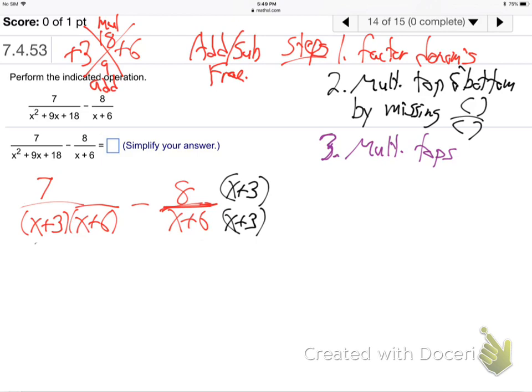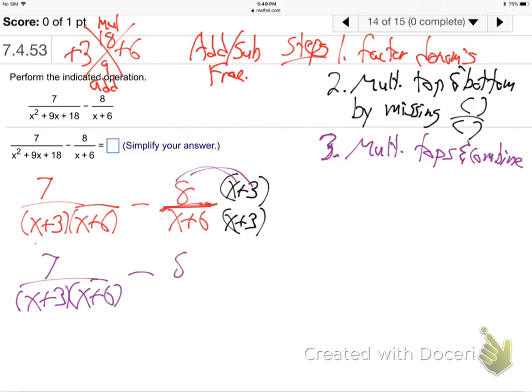Multiply tops and combine. So if I multiply the tops, that means these two. So 7 over x plus 3, x plus 6, minus, watch out for that minus sign, it's going to be an issue in a minute, 8x plus 24 over x plus 6, x plus 3.